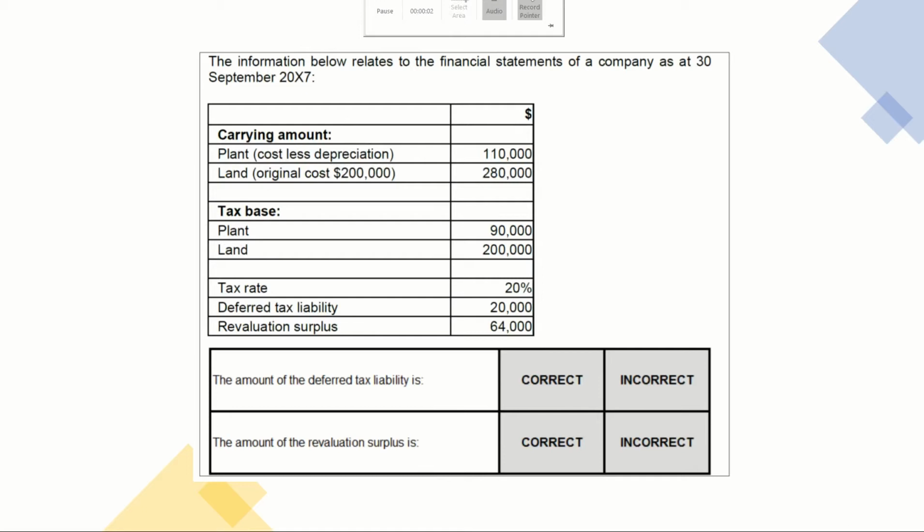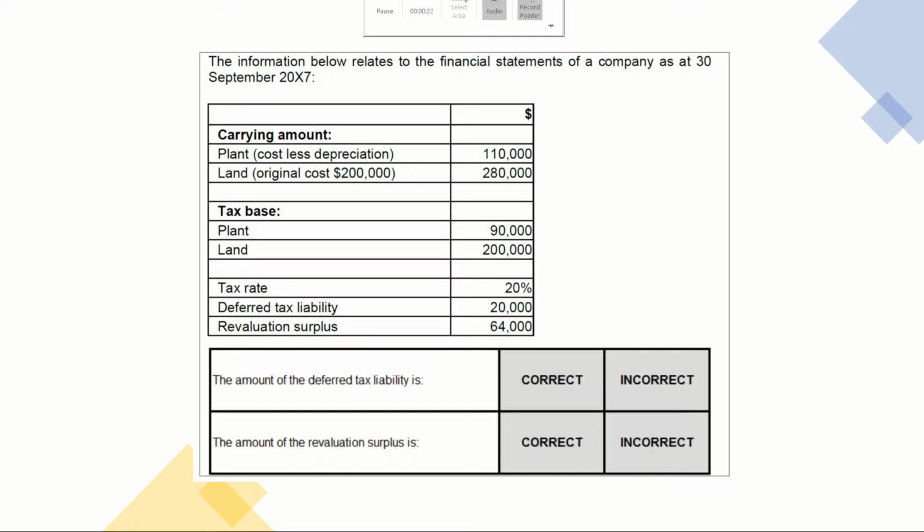Hi everyone. In this video, we are going to be solving one of the questions from the deferred tax IAS 12. So let's see what we have in this question. The information below relates to the financial statements of a company as at 30th September 2007.